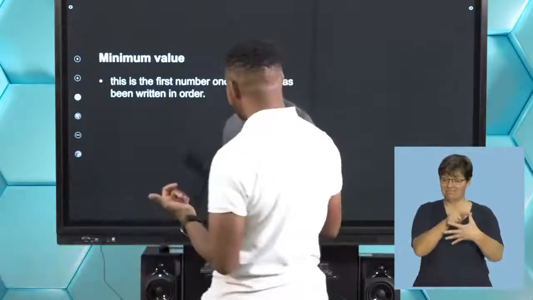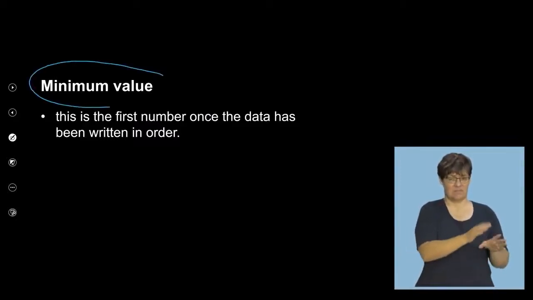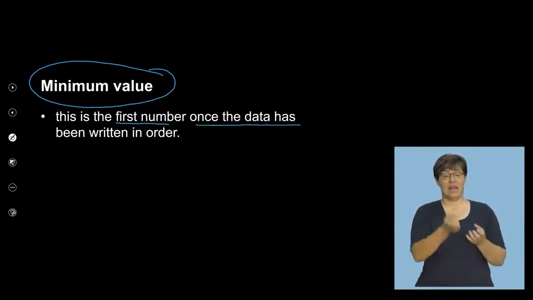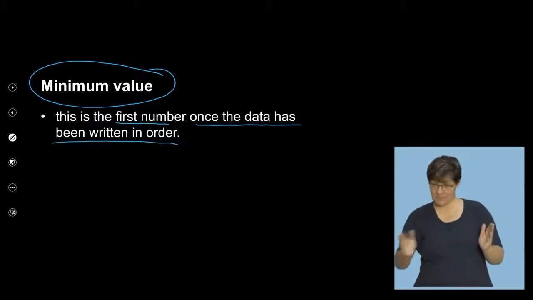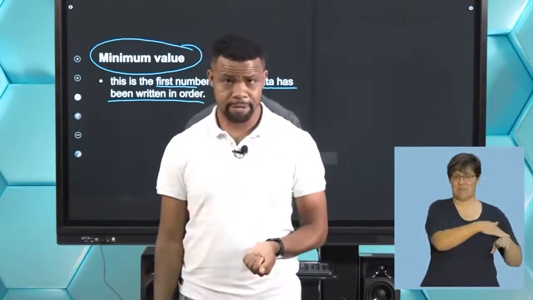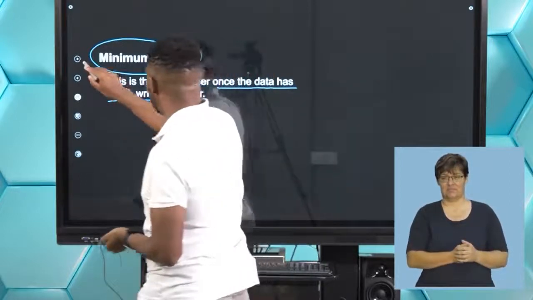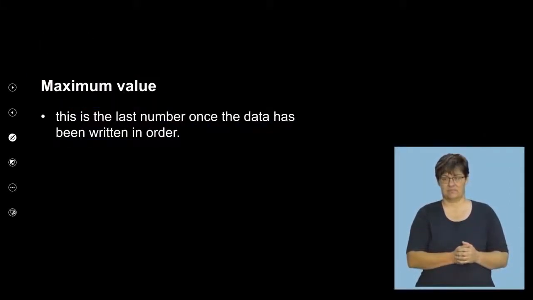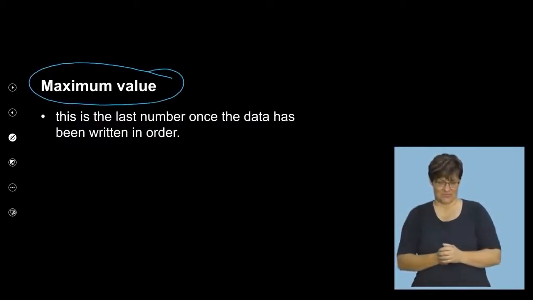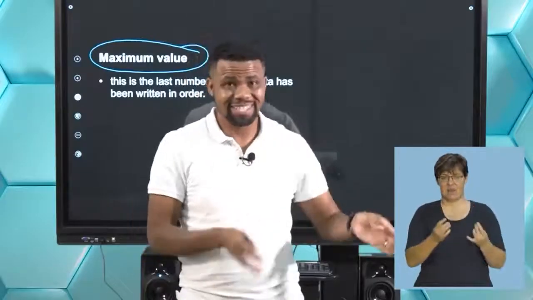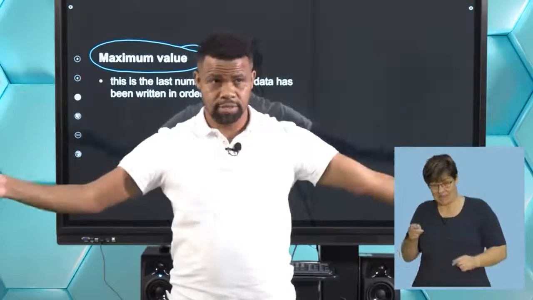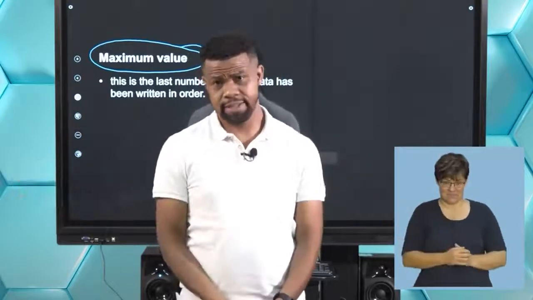So we have what is known as the minimum value. So this is the first number once the data has been written in order from the smallest to the highest, therefore that's the minimum. Then our last 5-number summary is called the maximum value, and this is the last number once the data has been ordered from the smallest to the highest. Okay, so let's look at this 5-number summary.